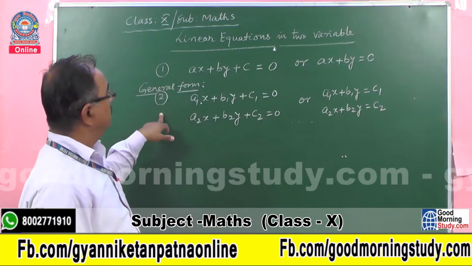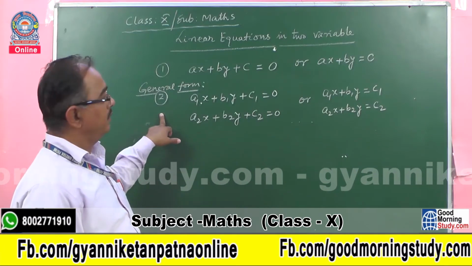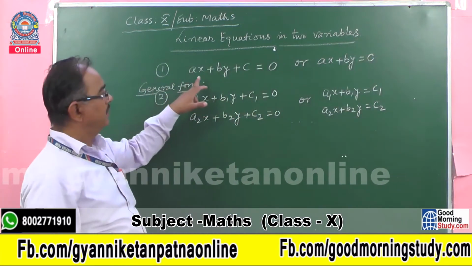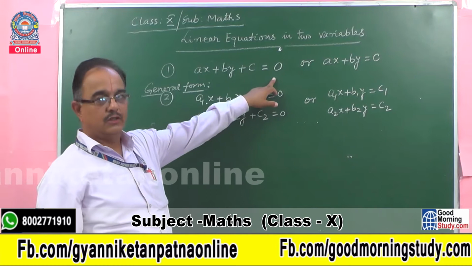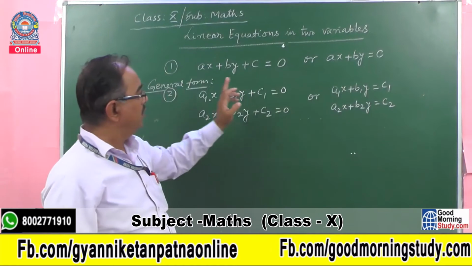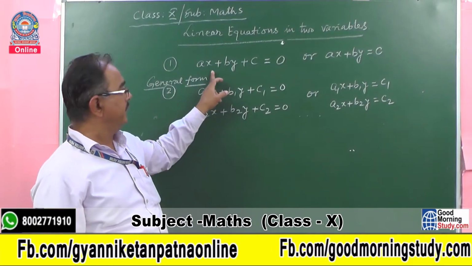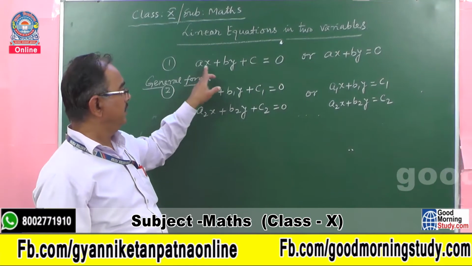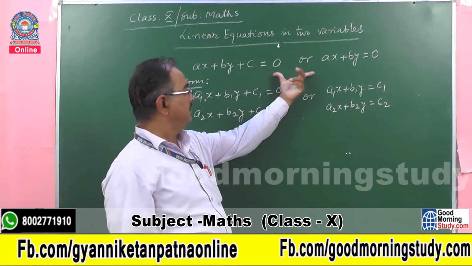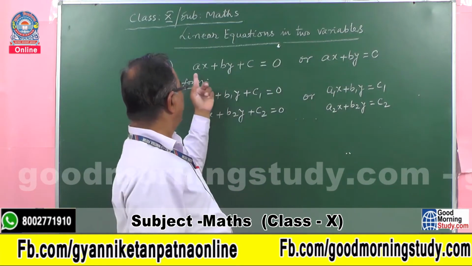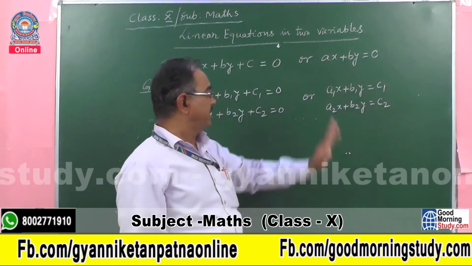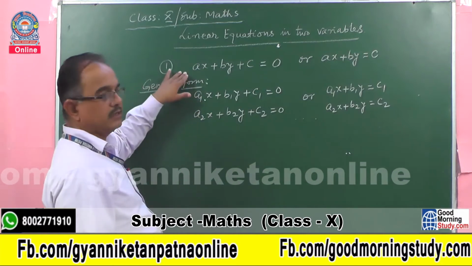I am going to teach you linear equations in two variables. An equation of the form ax plus by plus c is equal to 0 or ax plus by is equal to c is called a linear equation in two variables x and y, where a, b, c are real numbers. Both are different forms. Either the equation is written in this form or this form. a, b, c are constants. It is called a linear equation in two variables.